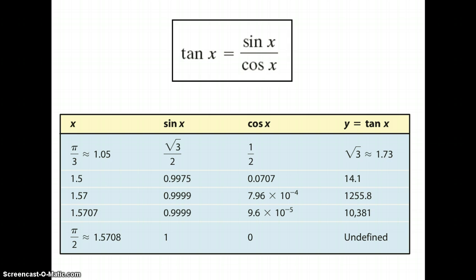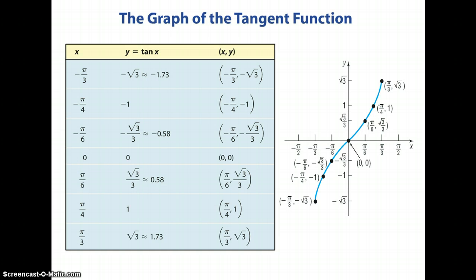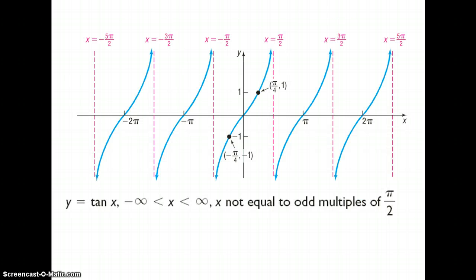We can just remember the tangent is the sine over the cosine, so wherever the cosine is equal to 0, that's where you're going to get your vertical asymptotes. Okay, so that's the most important thing to keep in mind, because that's what will get you the right x-intercepts. The x-intercepts are always right in between the asymptotes.